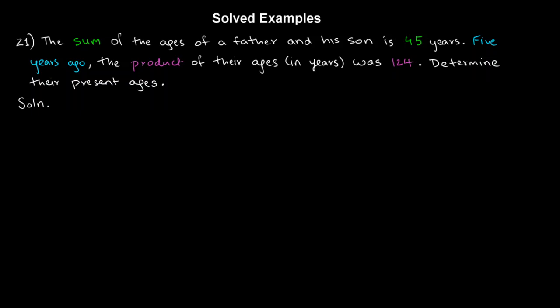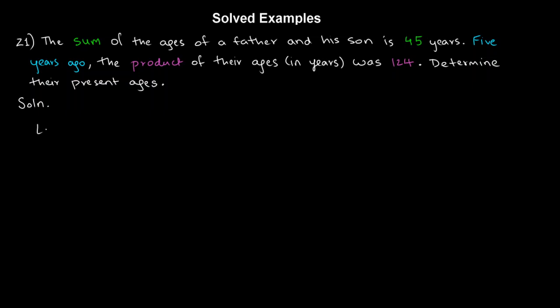The sum of the ages of a father and his son is 45 years. 5 years ago, the product of their ages in years was 124. Determine their present ages. Right. Let's use this first line itself. The sum of the ages of a father and his son is 45 years.